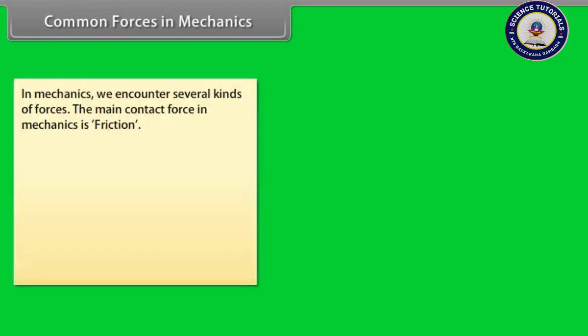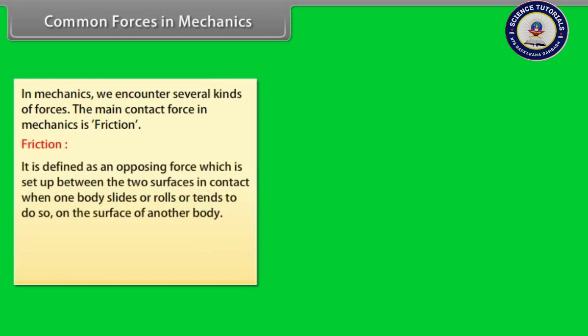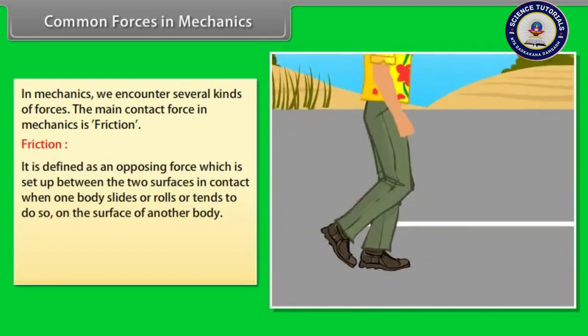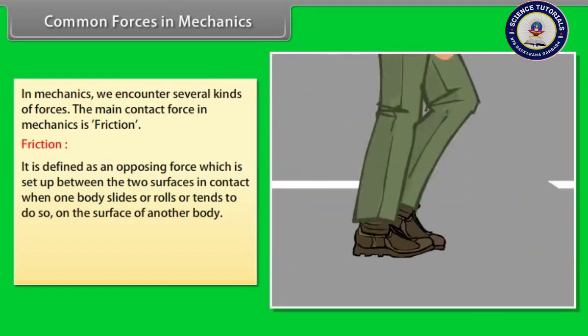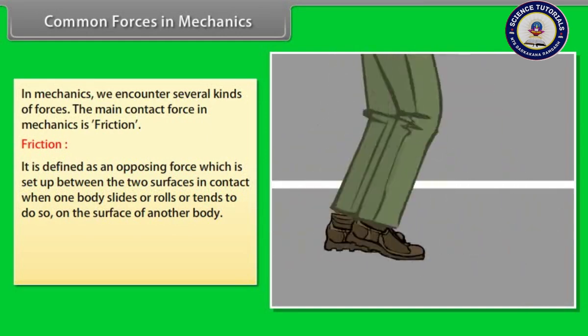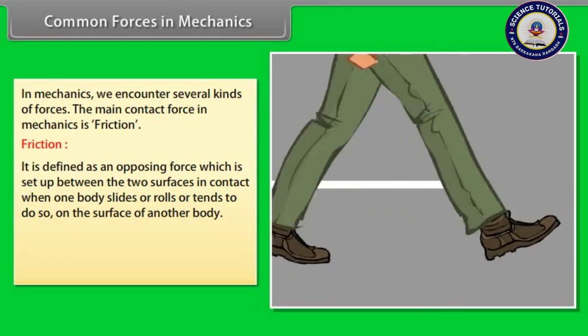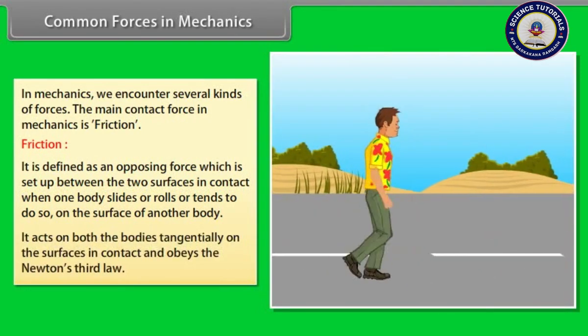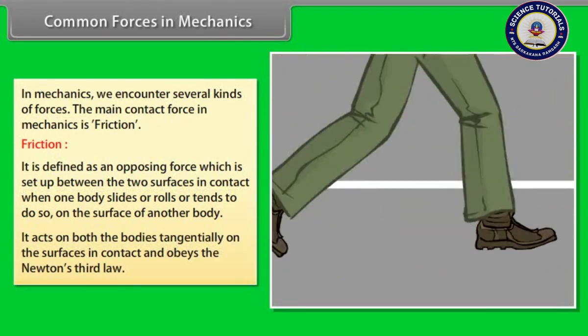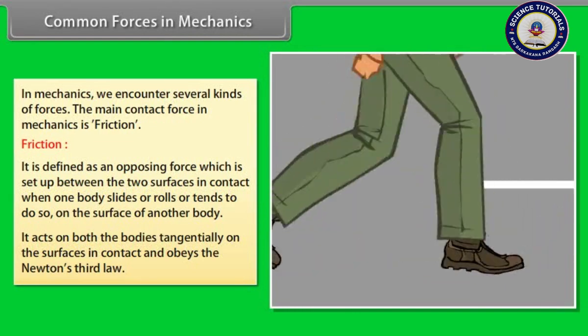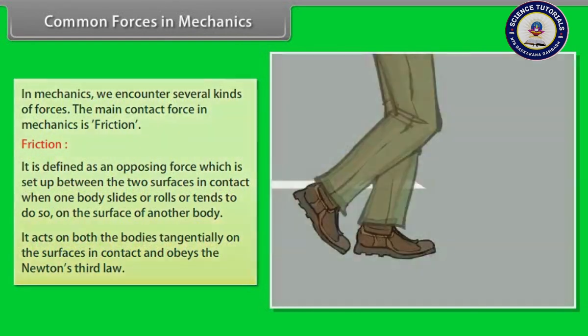Common forces in mechanics. In mechanics, we encounter several kinds of forces. The main contact force in mechanics is friction. Friction. It is defined as an opposing force which is set up between the 2 surfaces in contact when one body slides or rolls or tends to do so on the surface of another body. It acts on both the bodies tangentially on the surfaces in contact and obeys Newton's third law.